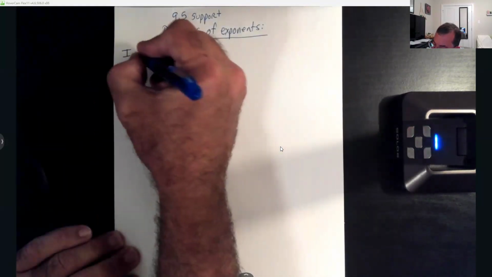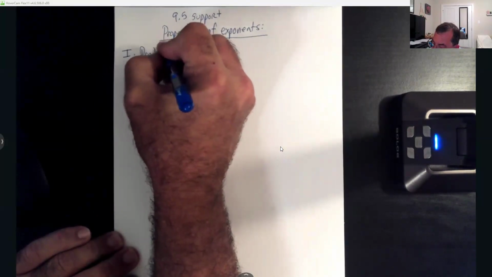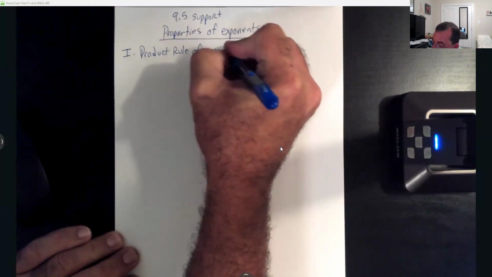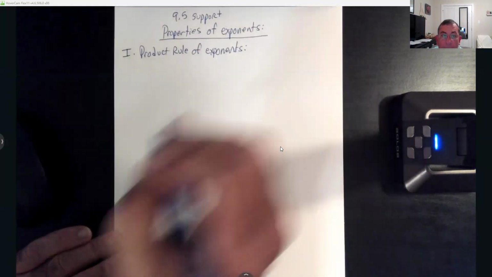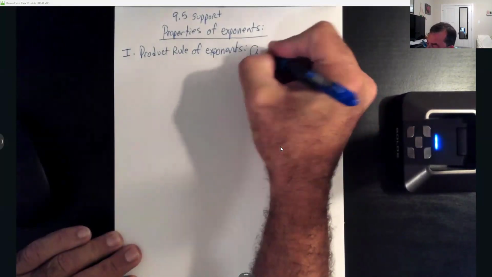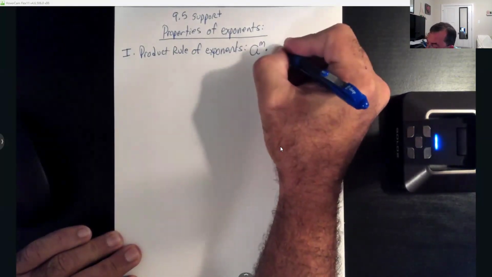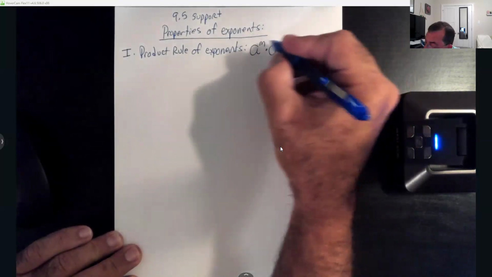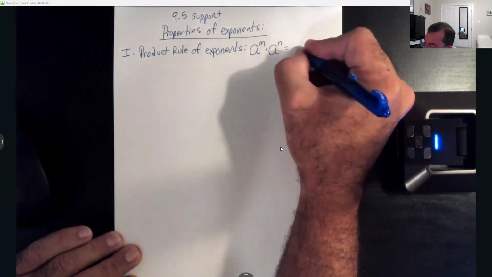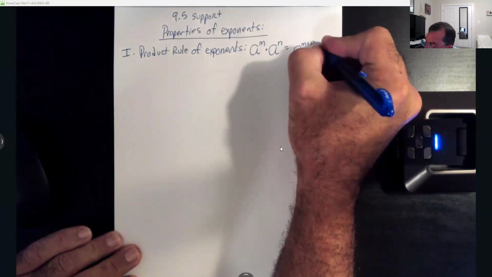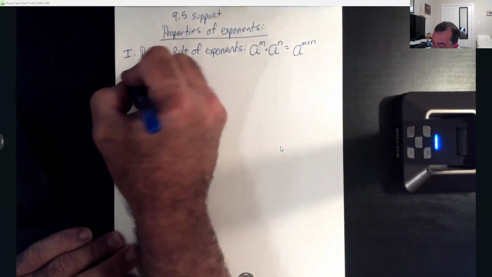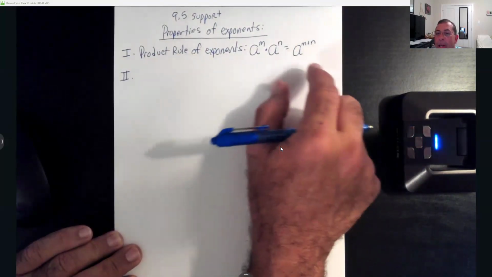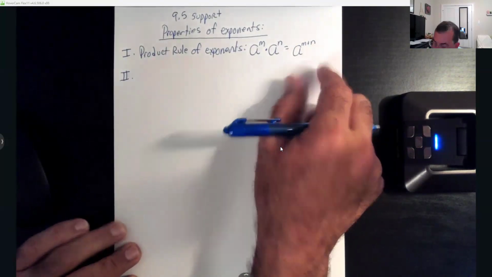All right, so for the first one, we got what we call the product rule of exponents. The product rule is what happens when we're multiplying variables. So a to the m times a to the n. If your variable matches up, when you're multiplying, then you add the exponents. And you always do that. When we had x squared times x, we added 2 plus 1 and gave us x to the third, okay?